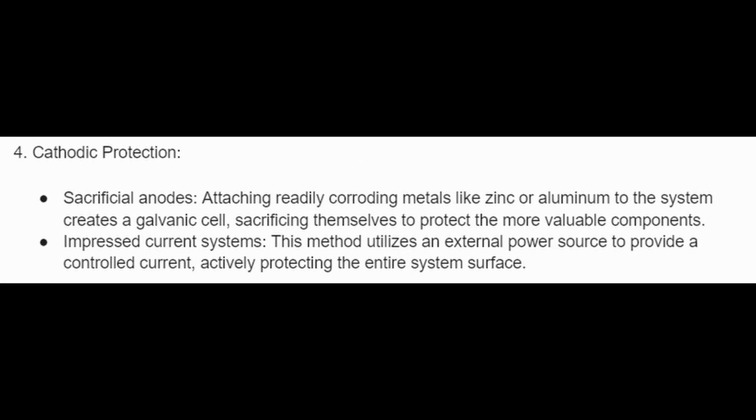4. Cathodic protection. Sacrificial anodes: attaching readily corroding metals like zinc or aluminium to the system creates a galvanic cell, sacrificing themselves to protect the more valuable components. Impressed current systems: this method uses an external power source to provide a controlled current, actively protecting the entire system surface.